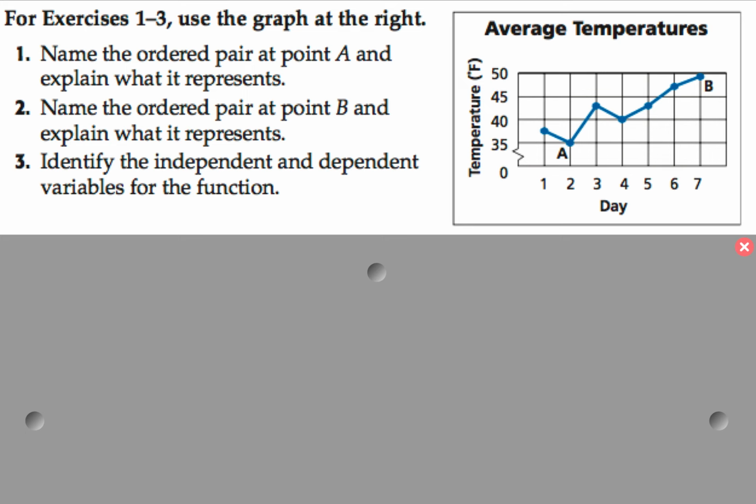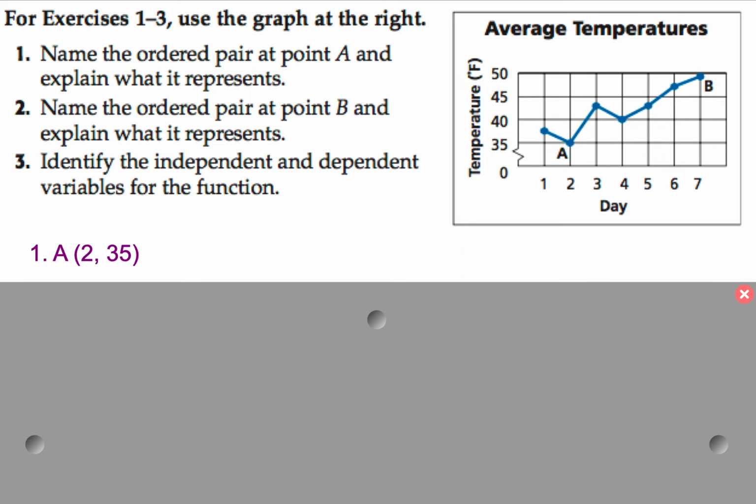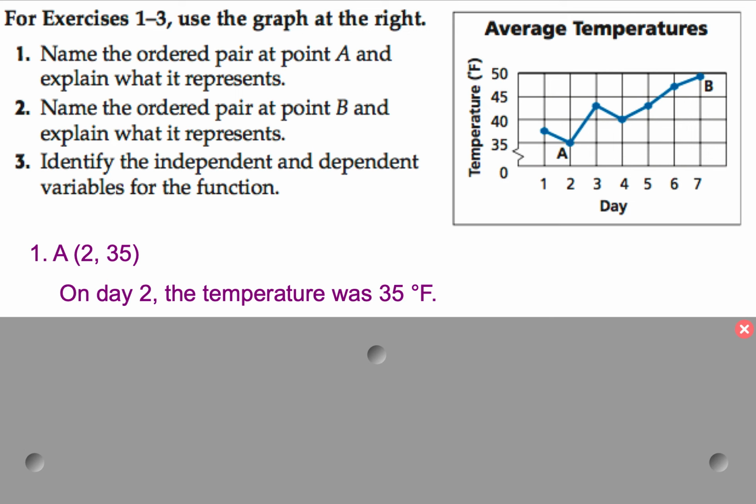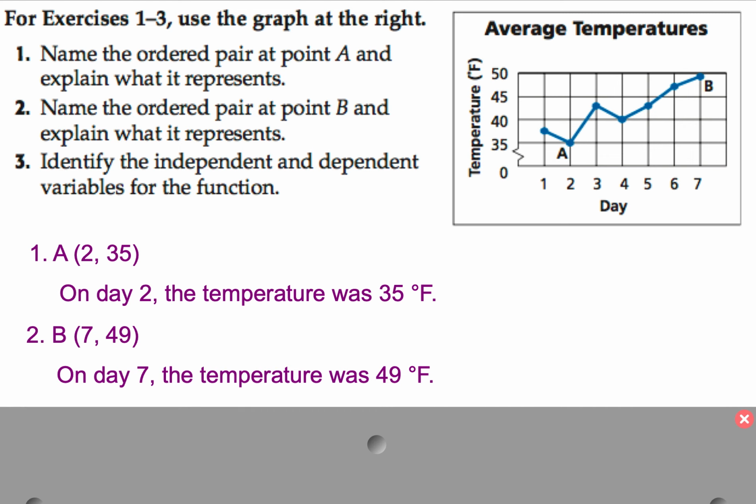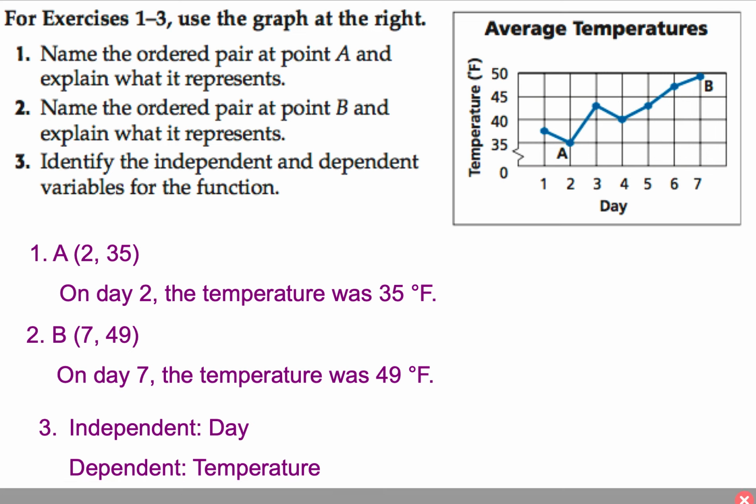A is located at 2, 35. At day number 2, 35 degrees. So on day 2, the temperature was 35 degrees Fahrenheit. B is located at 7, 49, which means on day 7, the temperature was 49 degrees Fahrenheit. And part 3 asks for the independent and dependent variables. The independent variable is the input, it's the day on the input axis or x-axis. The dependent variable is the temperature.